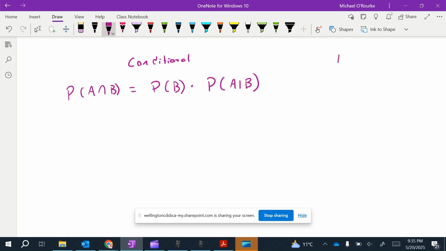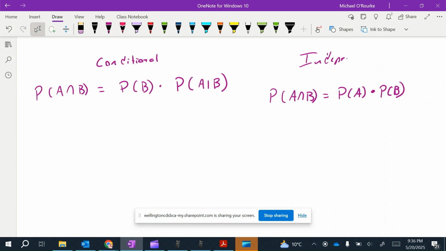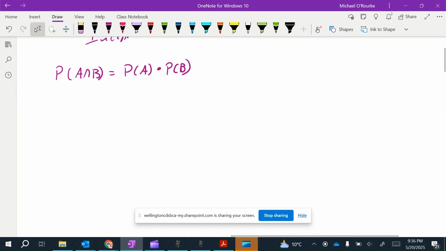But we also have "and" as independent, and that's where we have more than one independent event occurring. That would be the probability of A and B occurring equals the probability of A times the probability of B. Okay, so we're going to work through these two as we go through. Let's work with the independent one first.